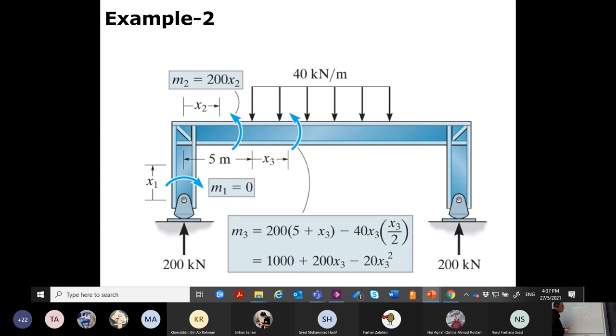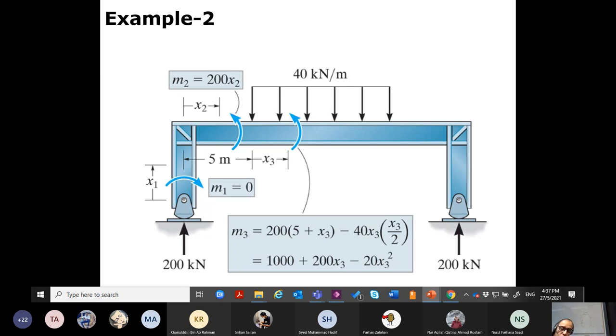So this is 200. This is 200, but no other horizontal force, right? And this column, again, downward 200, upward 200. So no horizontal force, right? So if you are taking a moment equation at any distance x1, it is zero because there is no horizontal force, so m1 is zero, right? But only for the beam, you can write down the moment equation, right?